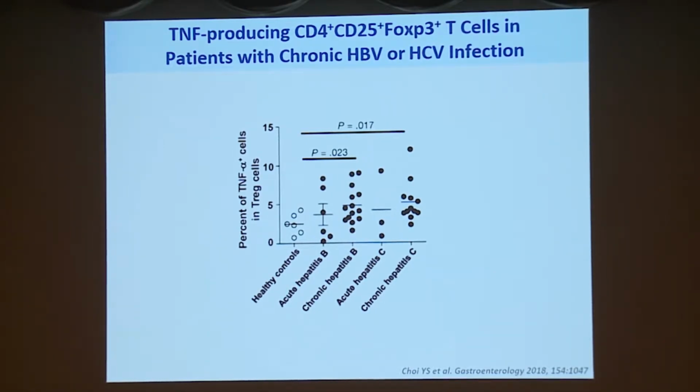In the case of acute HBV and acute HCV infection, if we increase the number of patients, we may see this kind of increase, but at this stage, we could not conclude about acute HBV or HCV infection. Now I showed that this very unique TNF-alpha positive Treg cell population can be seen not only in acute hepatitis A patients, but also in chronic HBV or HCV infection.